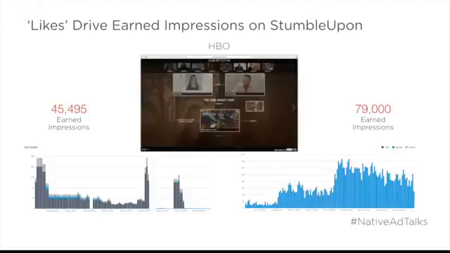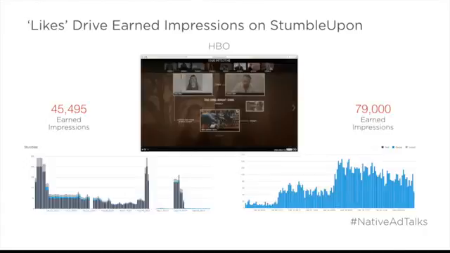Clicking the like button within the StumbleUpon experience on mobile and desktop sends a very explicit signal to our algorithm that a piece of content is good. This provides a real-time value for partners because it results in earned impressions and visits.